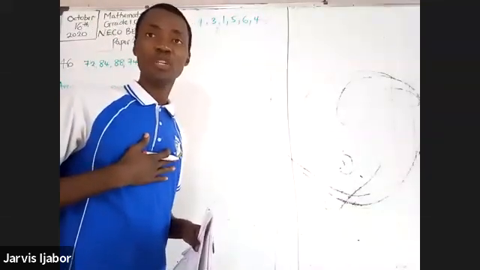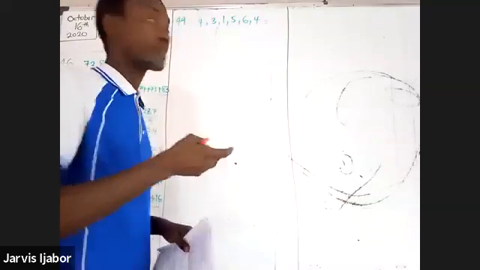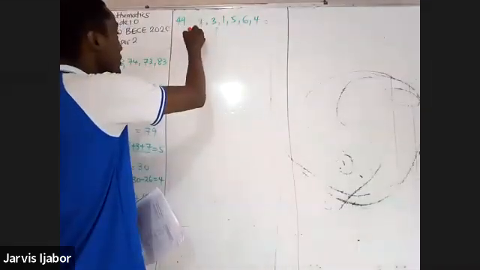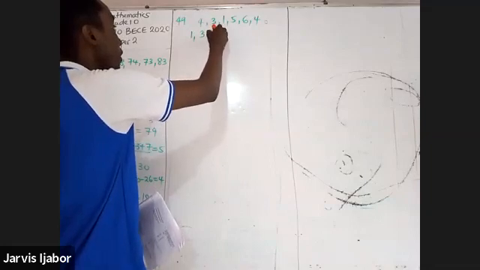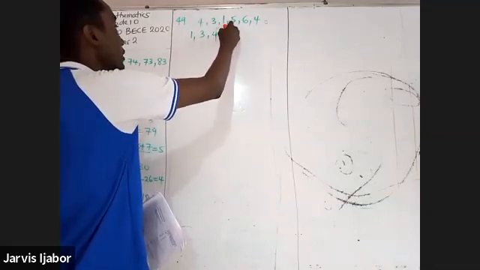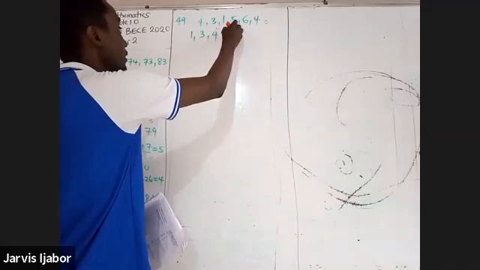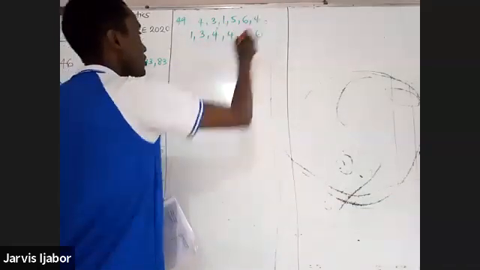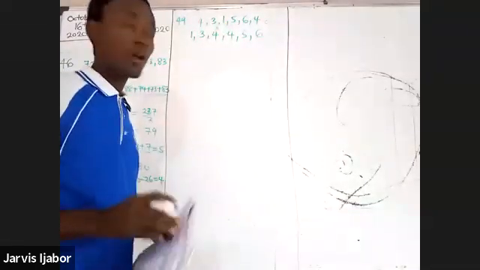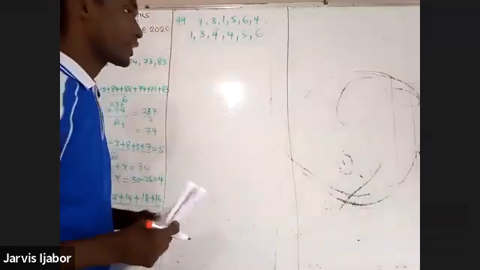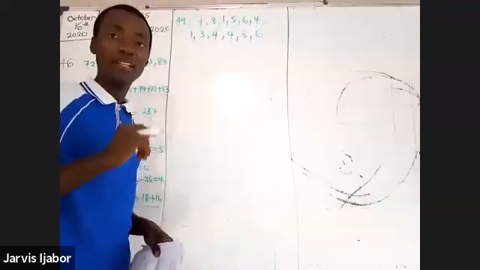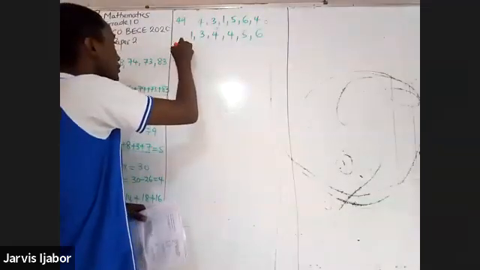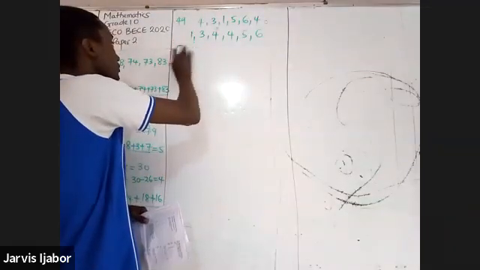My preference will be to take from smallest to biggest. So I'm going to take 1, then 3, then 4, then another 4, there are 2 4s, then 5, and then 6. All right, so this is what the ranking will look like. Now, before you determine which number will be at the center, this one is called the position.